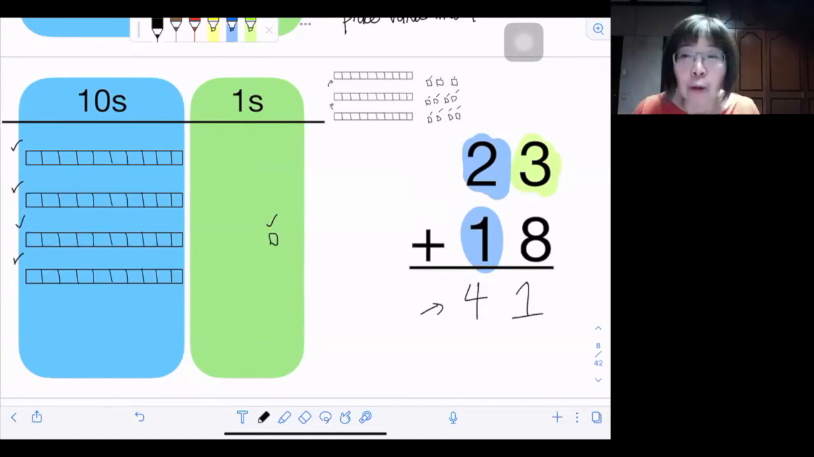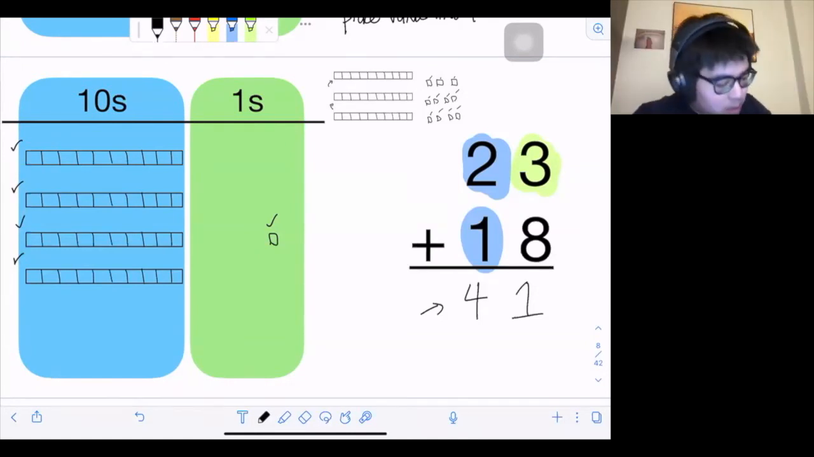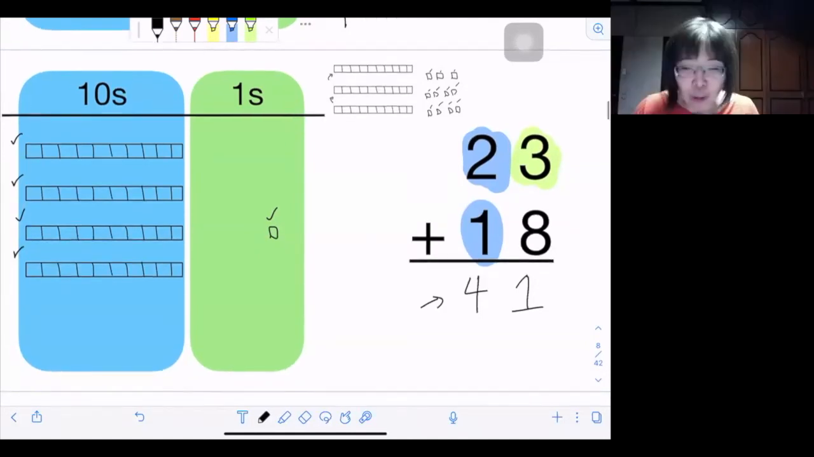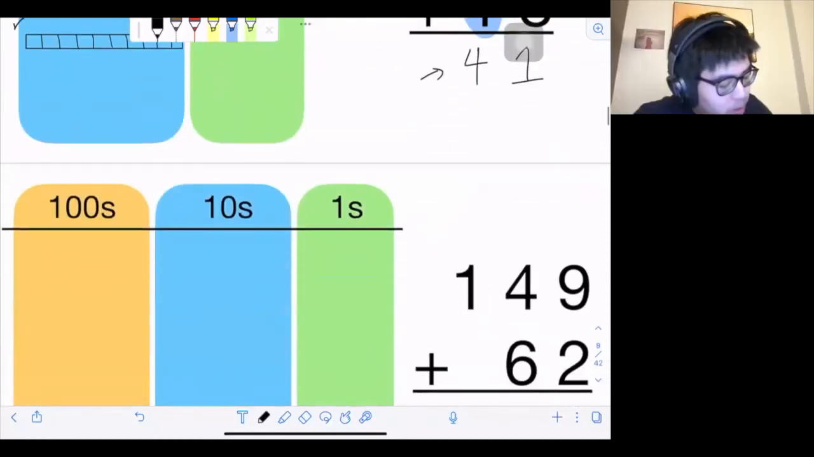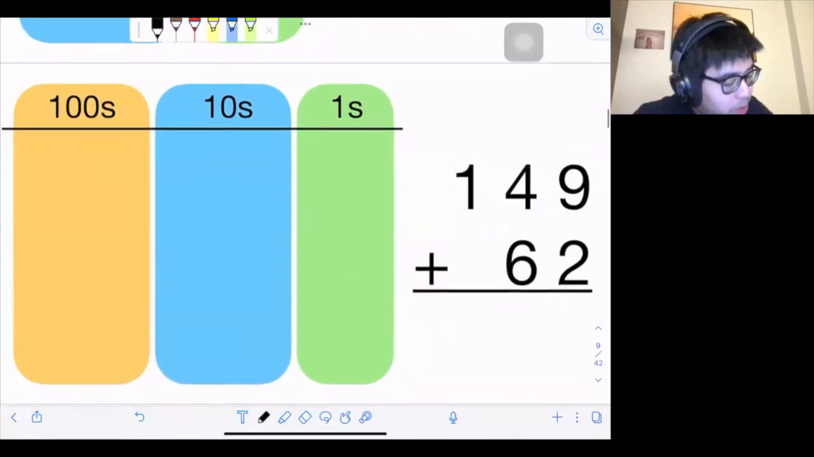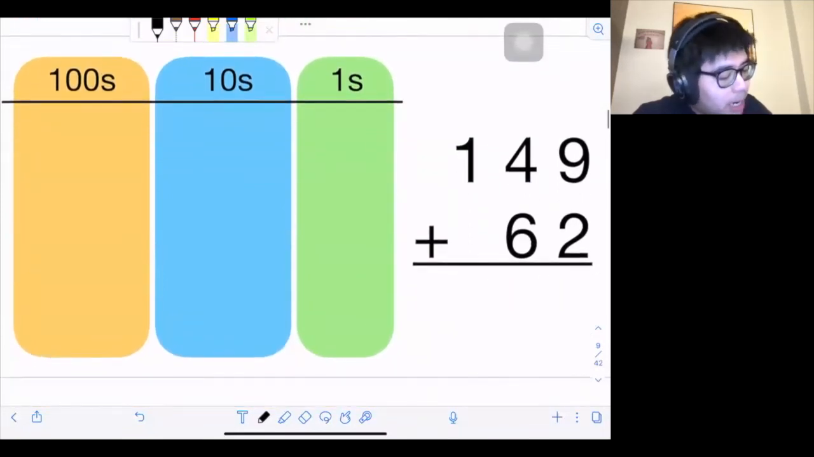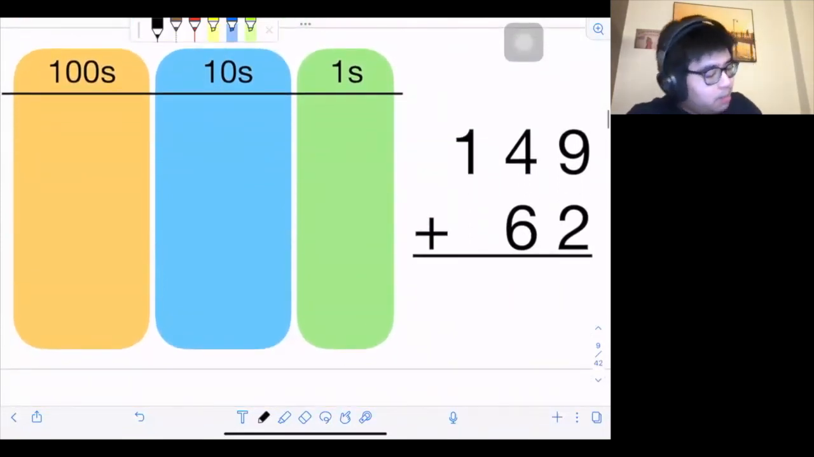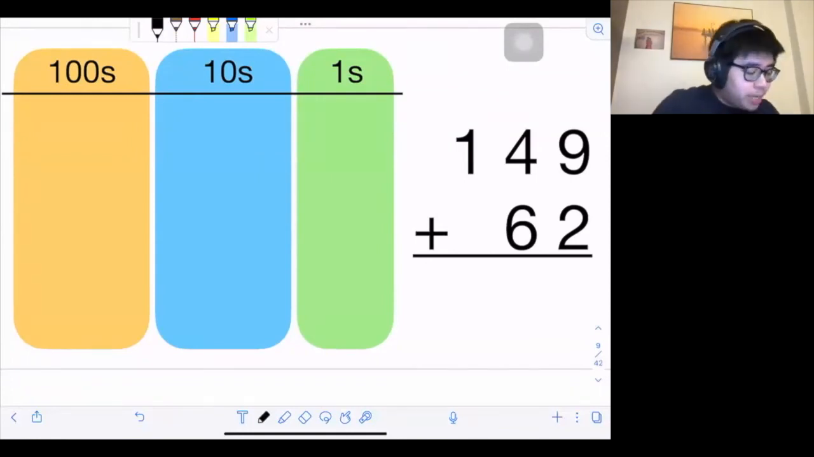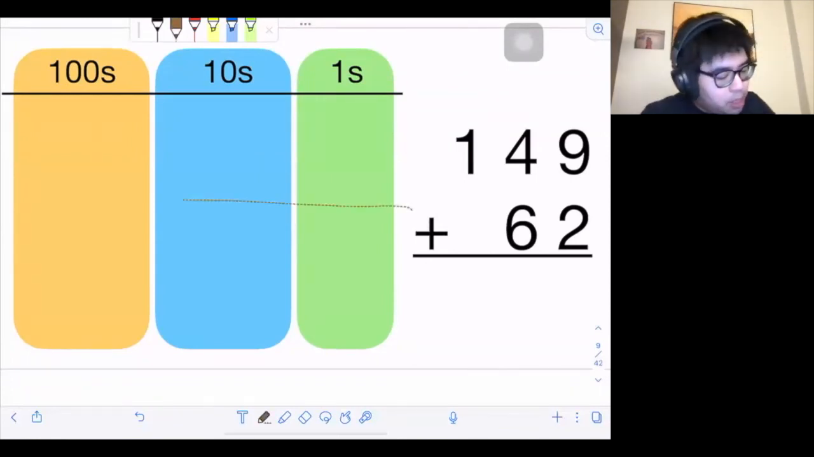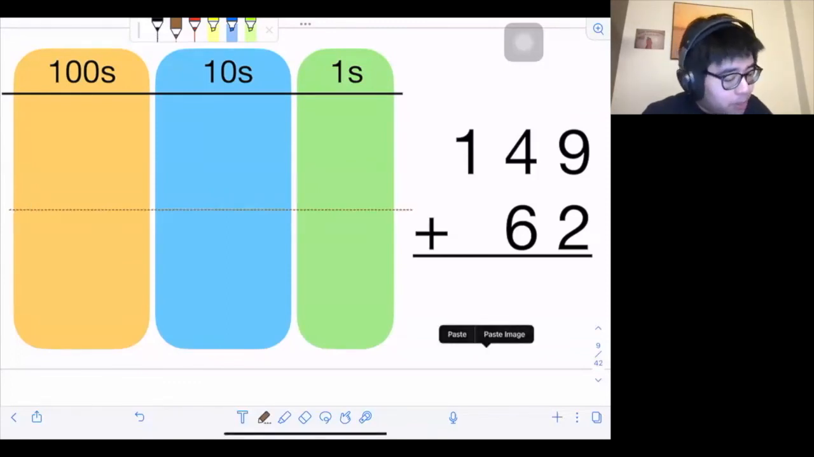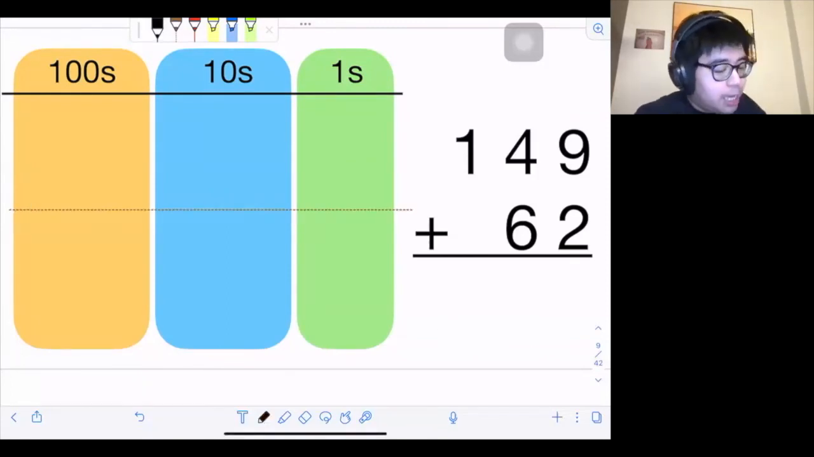So Scott will go to the next. Addition pa rin, pero mas malaki ng numero. And I think kaya rin natin to. Okay, so Scott, go to the next one. So yung susunod, no, we introduce a third column para sa 100s place, pero pareho lang naman din yung proseso. Let's start with representing. So can we ask someone to represent 149?